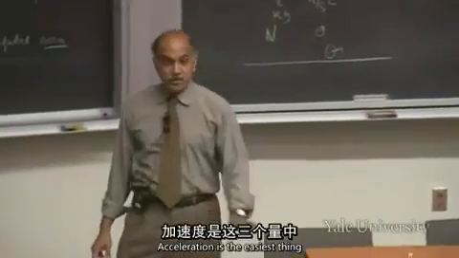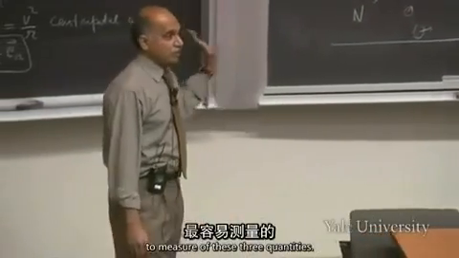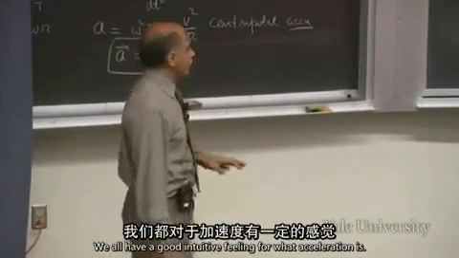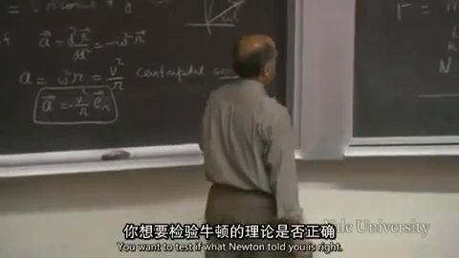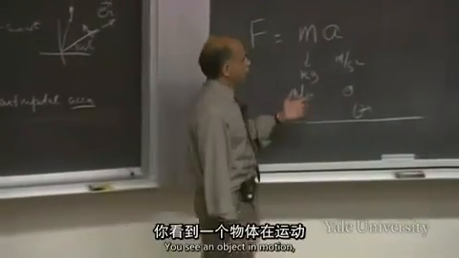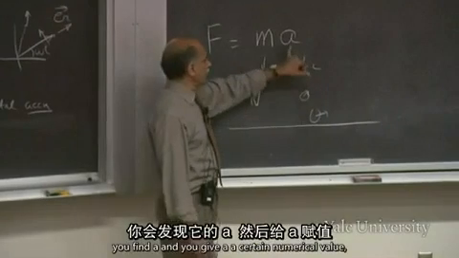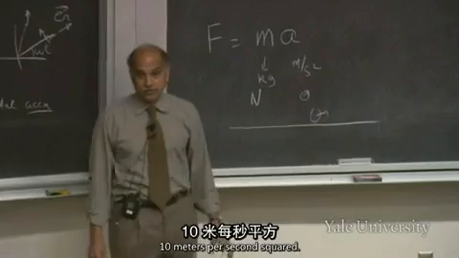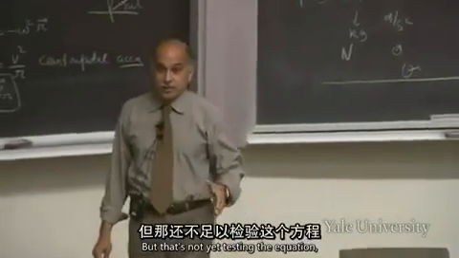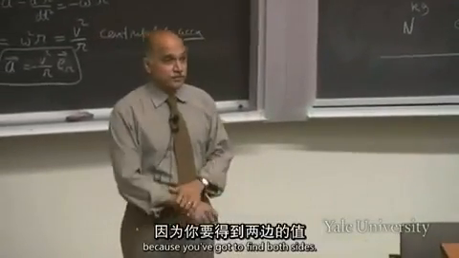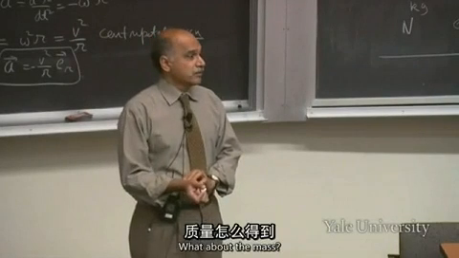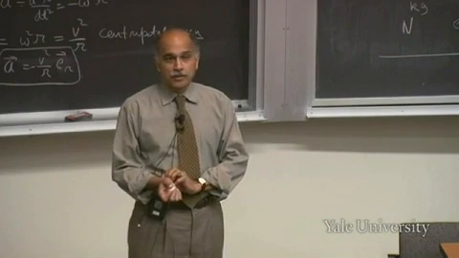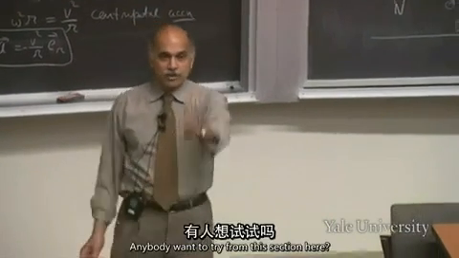So acceleration is the easiest thing to measure of these three quantities. We all have a good intuitive feeling for what acceleration is. So you want to test if what Newton told you is right. You see an object in motion, you find A, and you give A a certain numerical value, 10 meters per second squared. But that's not yet testing the equation, because you've got to find both sides. So what about the mass? What's the mass of this object? Anybody want to try from this section here?